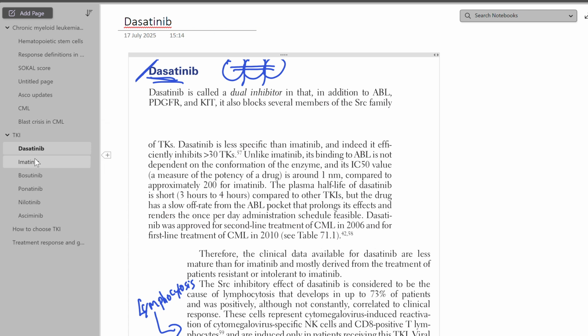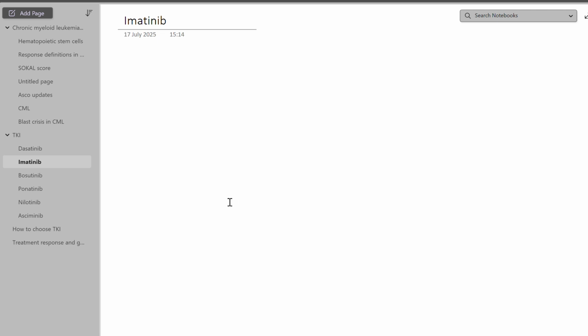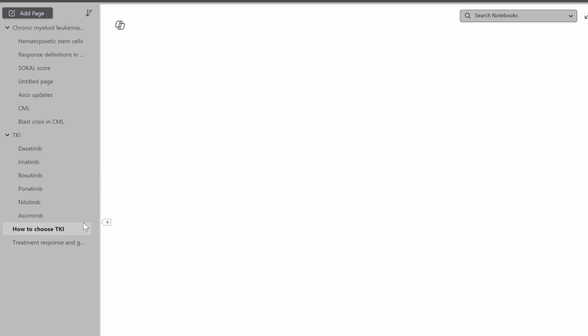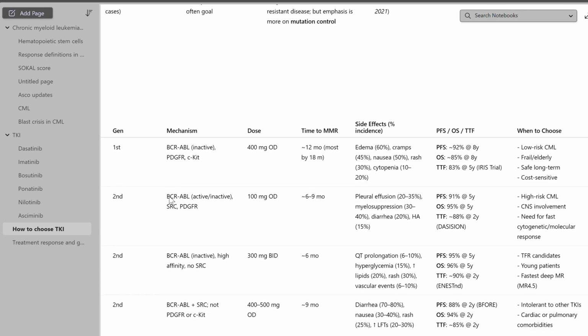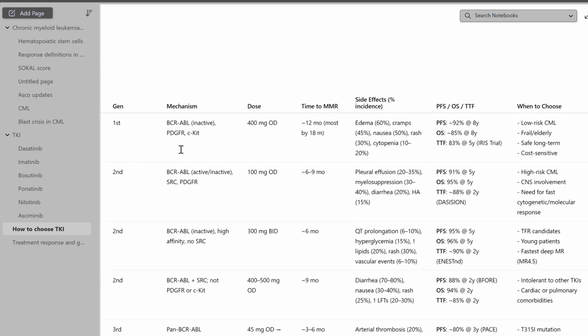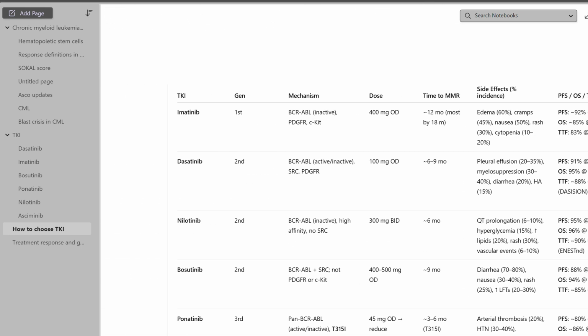Now, Imatinib is the gold standard, which we give at 400 milligrams, and it's a TKI. Now, how to choose which TKI? All of these block BCR-ABL. Okay. Imatinib blocks the BCR-ABL. Along with that, it blocks PDGFR and c-KIT.